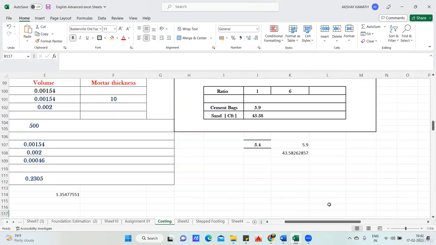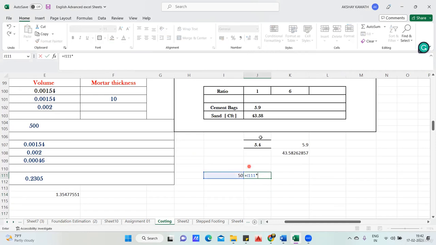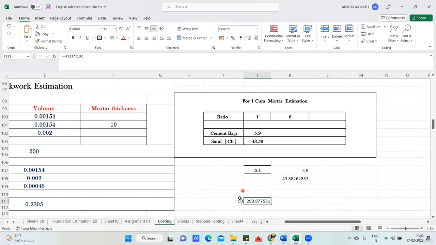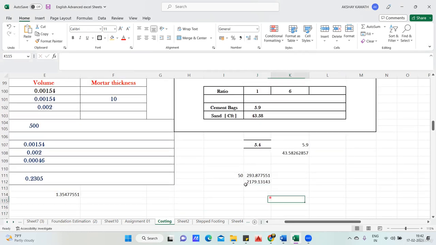Getting my point? For example, let us consider I have 50 cubic meters of brickwork to be done. Tell me how much amount of cement and sand is required. Simple. For 50, I'll multiply by 5.9. Finish. So I require 293 bags of cement if I want to do 50 cubic meters of mortar. And for sand it will be again 50 multiplied by 43.58. So if you remember this 5.9 and 43.58, if you go anywhere and somebody asks you a question, you can directly answer this.